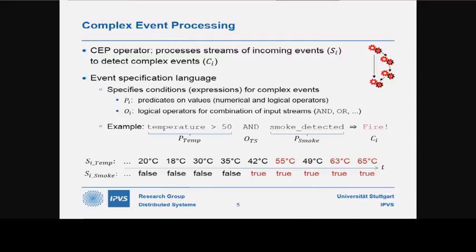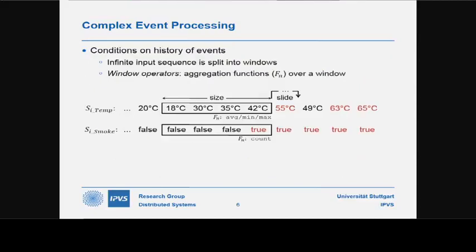And to specify these complex events, an event specification language is used that specifies conditions or expressions for when complex events are to be detected. And typically this consists of predicates on the actual values of these basic events and logical operators for the combination of multiple input streams. In the example you see here, the complex event fire would be detected if the temperature is larger than 50 degrees Celsius and there is smoke detected. And you note that in order for this to work, the CEP operator has to store the last seen basic events. However, it is much more interesting to be able to reason over a history of past events.